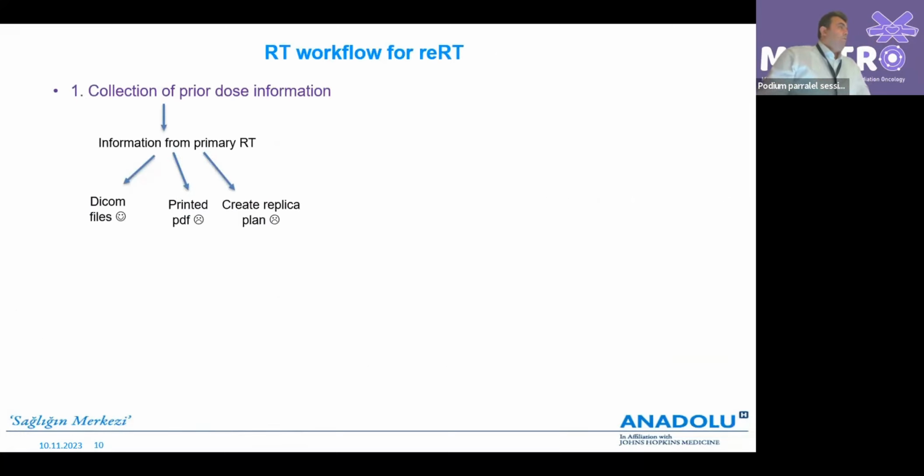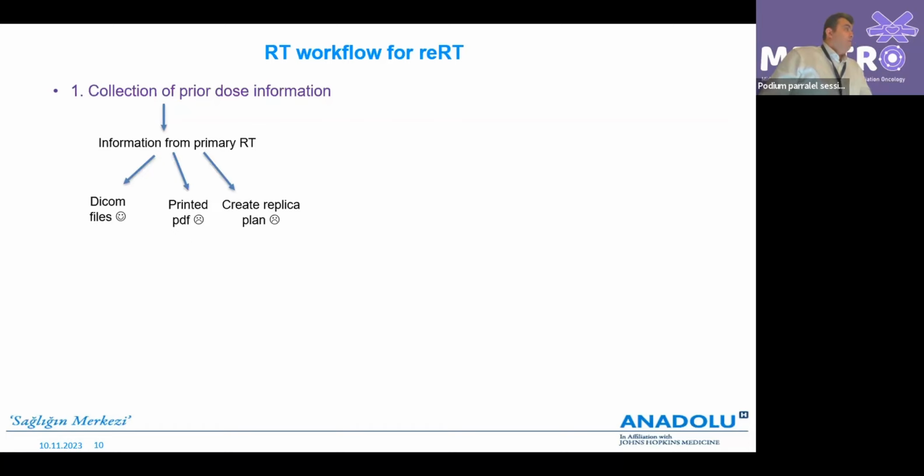So what about the workflow problem? You have a patient in the department and you would like to treat the patient, but you have major problems if you are treating a patient a second time. The first thing is that in our department, we have real difficulty collecting prior treatment data, the information from the primary sites. You should ask for the DICOM data, which is very helpful for planning the secondary radiation. But sometimes you cannot reach this DICOM data, and then you get a printed PDF, of course, but printed PDFs sometimes give us only limited information.